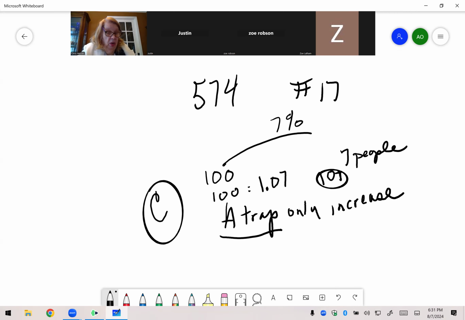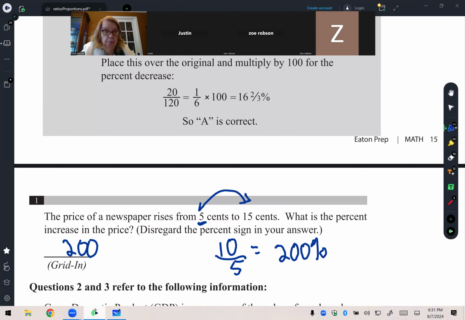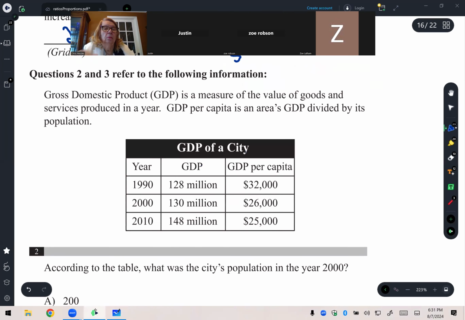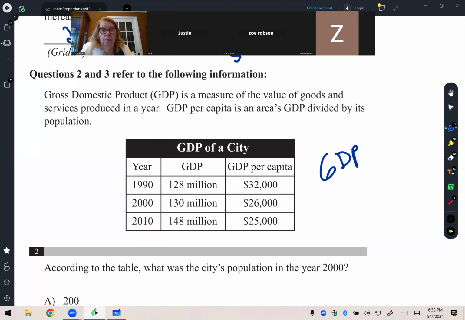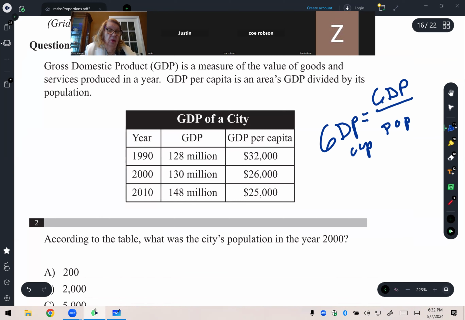Okay, so now we're going to the packet again. So they give us an equation. The GDP per capita, per person, equals the whole GDP over the total people, the population. So let's try number 2.